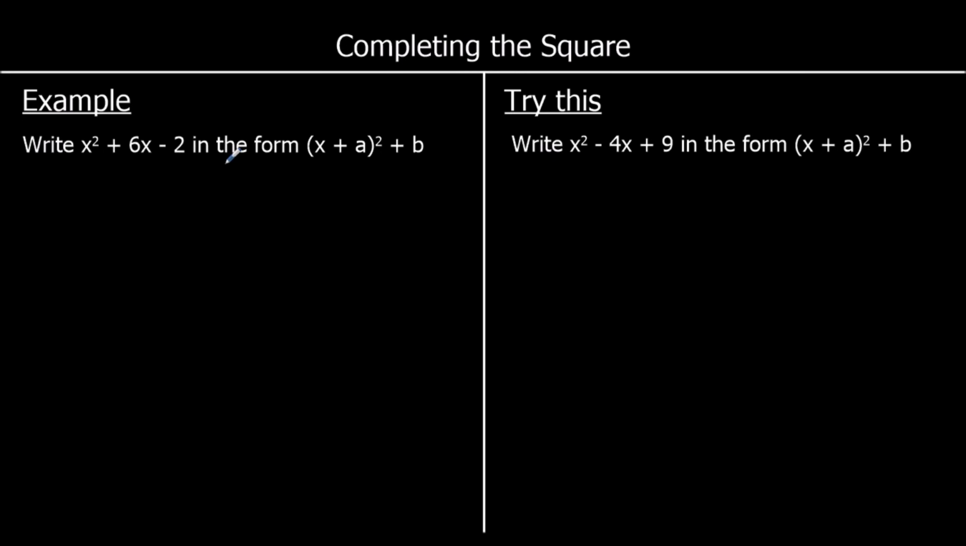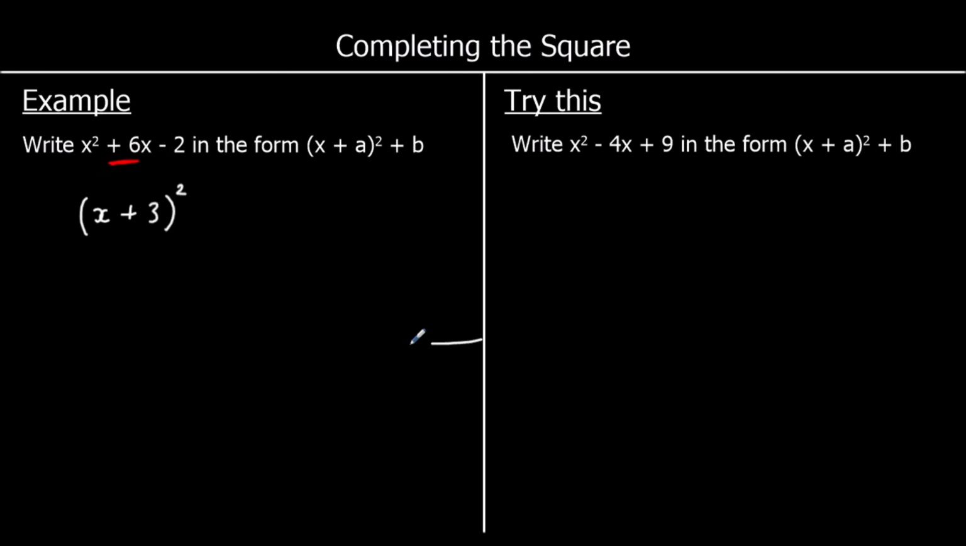The first step to complete the square is to take the b term, the middle term, the x coefficient, which is 6 at the moment, and half it. So divide it by 2. And we're going to write it as x plus, so half of 6 is 3, x plus 3 squared.